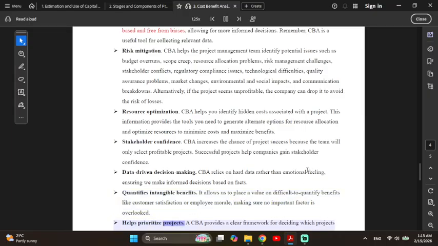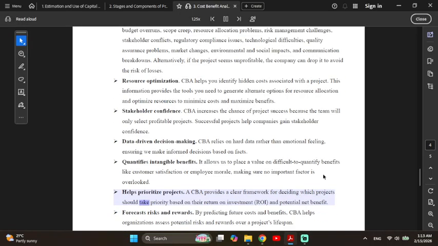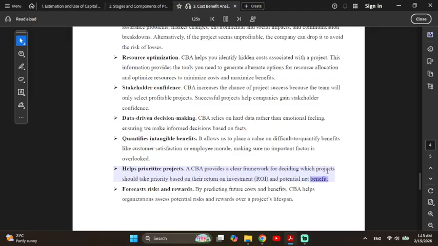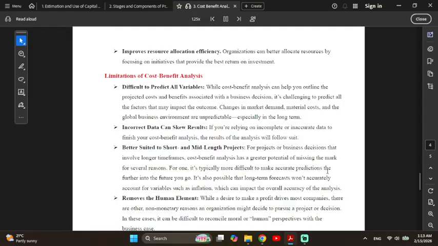Helps prioritize projects. A CBA provides a clear framework for deciding which projects should take priority based on their return on investment, ROI, and potential net benefit. Forecasts risks and rewards. By predicting future costs and benefits, CBA helps organizations assess potential risks and rewards over a project's lifespan. Improves resource allocation efficiency. Organizations can better allocate resources by focusing on initiatives that provide the best return on investment.